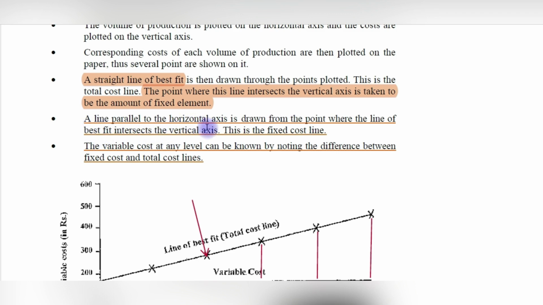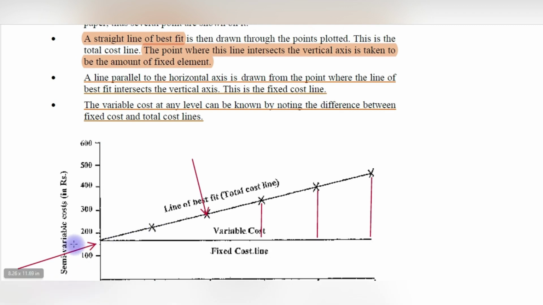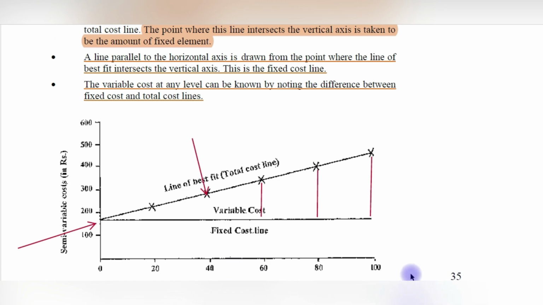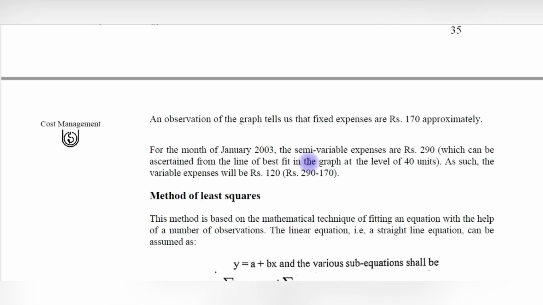A line parallel to the horizontal axis is drawn from that point where the line of best fit intersects the vertical axis. This is called the fixed cost line. The variable cost at any level can be known by noting the difference between the fixed cost and the total cost. The y points are total cost points and the x points are production units, and the intersection point is the fixed cost. Total cost minus fixed cost, the difference will give the variable cost.